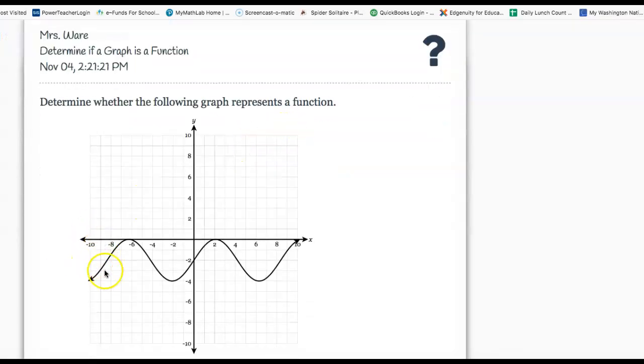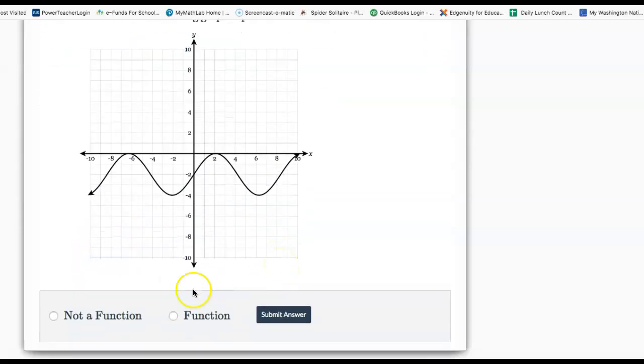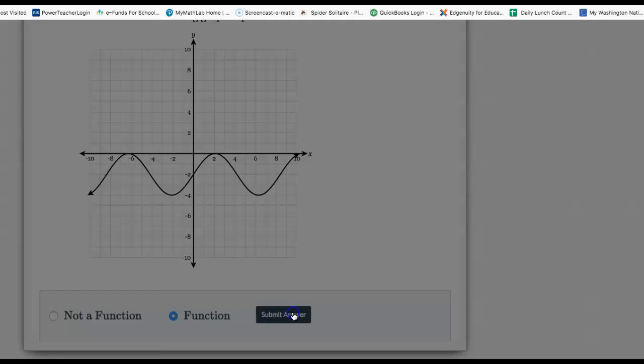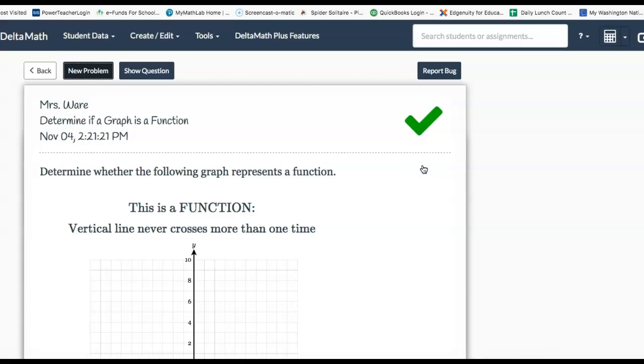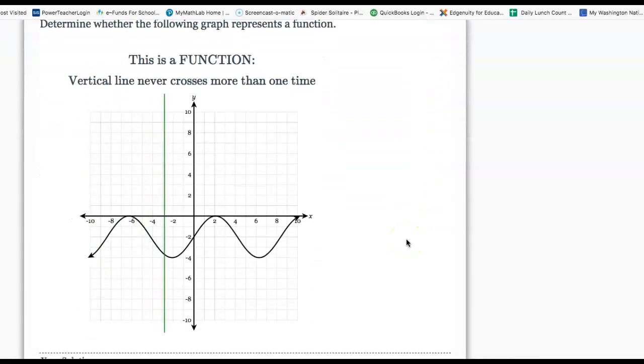There's nowhere on here that I see two different answers. 0 gives me -2. 2 gives me 0. 4 gives me -2. 6 gives me -4. 8 gives me about -3. Any x that I pick, remember x is your input, only has one y value. So it is a function. And I like that. See how that green line is going across? It's only crossing that one time.